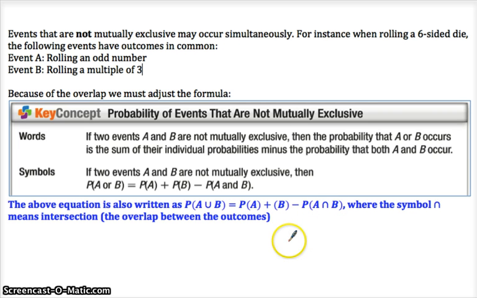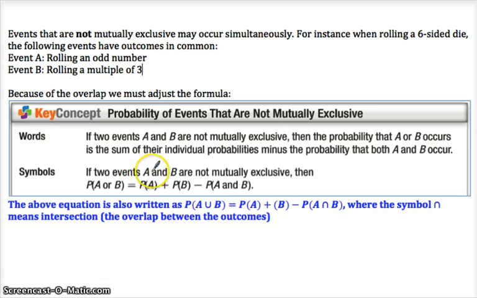Okay, great. All right, events that are not mutually exclusive may occur simultaneously. Oh, here's like what I was just saying. Rolling an odd number and rolling a multiple of 3, that could happen at the same time. So since that won't work with adding, they make a bit of an adjustment.